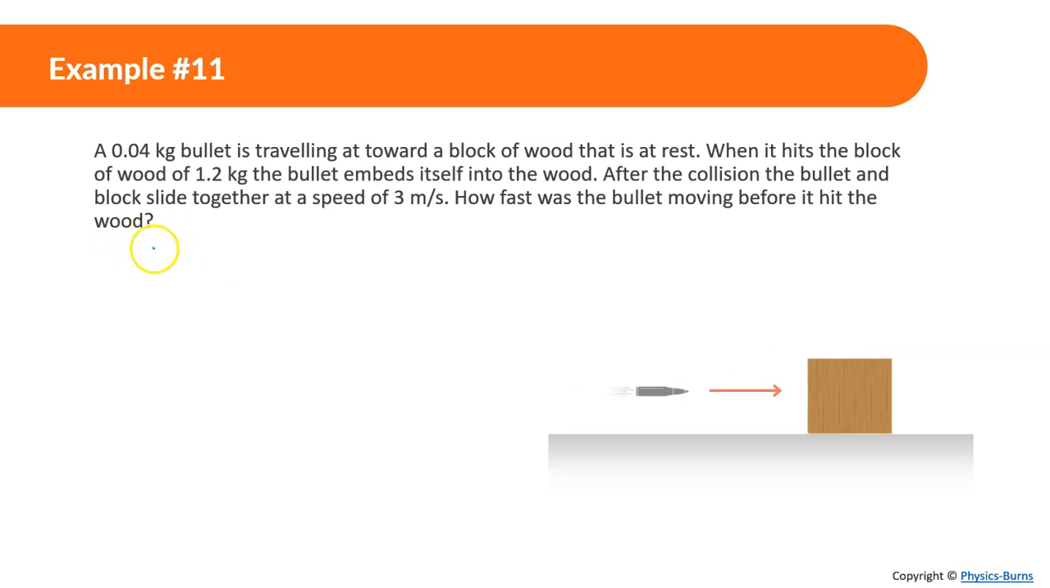Okay, so let's think about this. The momentum at the beginning equals the momentum at the end. So this is 0.04 kilograms, and we don't know how fast it's going. That's what we're looking for. We know this is 1.2 kilograms, and they slide together when the bullet is in here at 3 meters per second. Okay, so let's figure this out. We have 0.04, that's the bullet, traveling with some speed that we don't know. Then we have the block of wood, which is 1.2 kilograms, and before the collision, it's not moving, so it's just a 0.